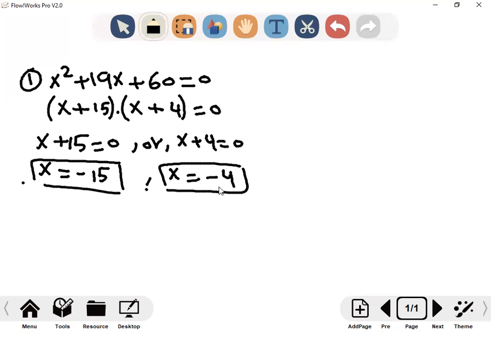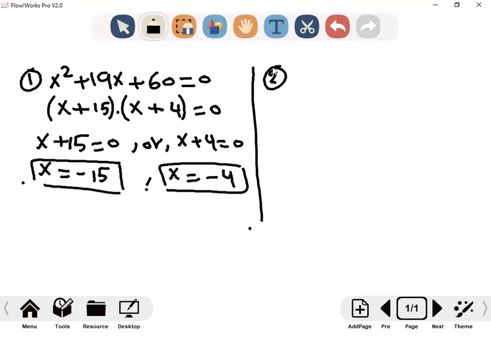10 and 6, if you add them, you won't get 19. 10 by 6, 60. 20 by 3, 60. 30 by 2, 60. But I want the two numbers, the addition of them is what? 19. Okay? Right.